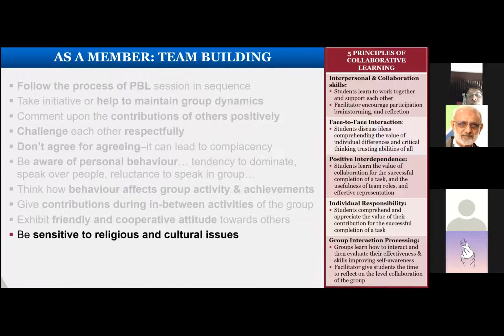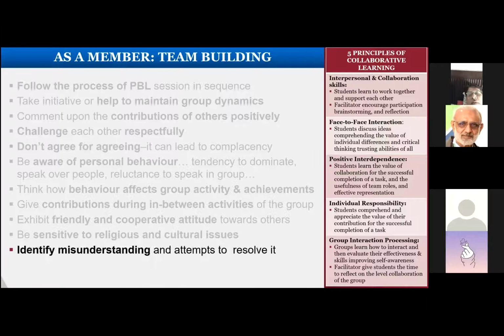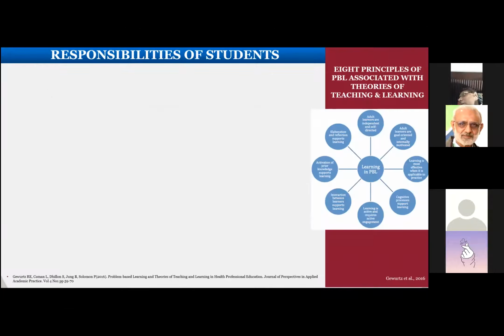Be sensitive to the religious and cultural issues of the group members, especially in communities which are multi-religious and multicultural. Identify the misunderstandings and attempt to resolve them as quickly as possible.